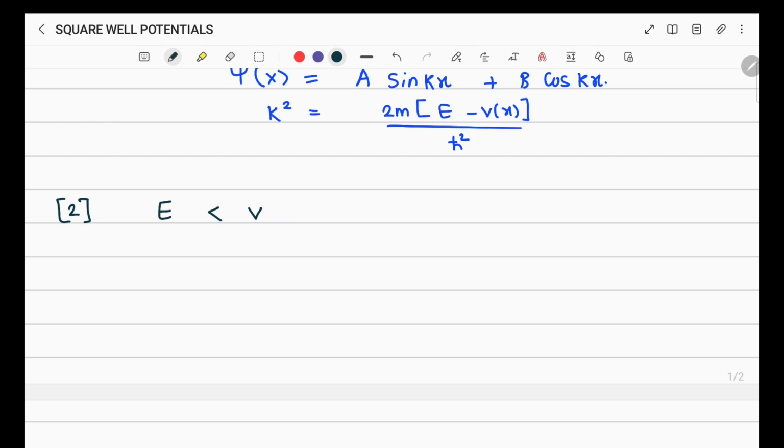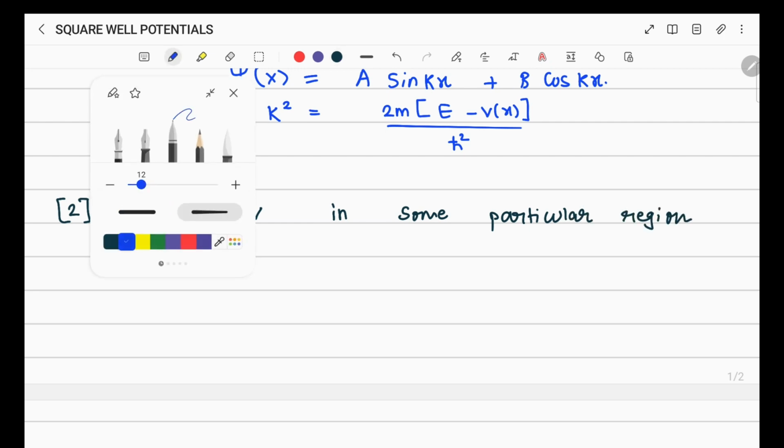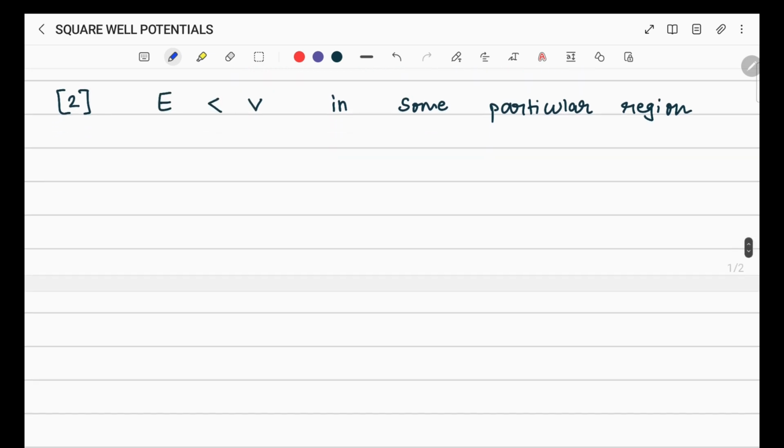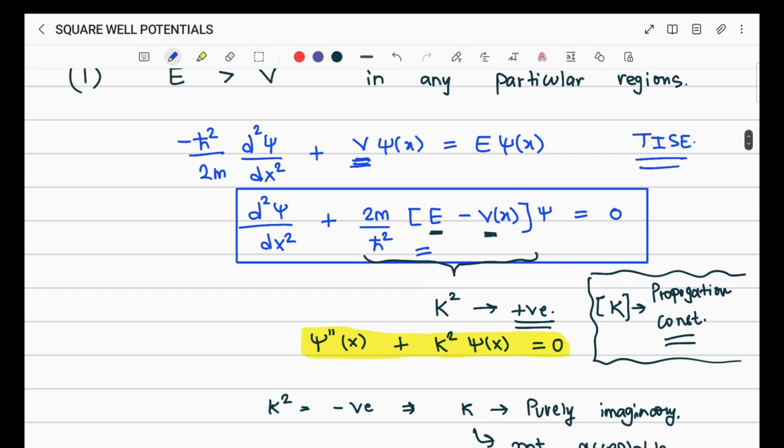So if the energy of the particle in some particular region is less than the potential in some particular region, we will be discussing problems on these also. But before that, let's go on. Now remember the Schrodinger equation we wrote here. This is very important.